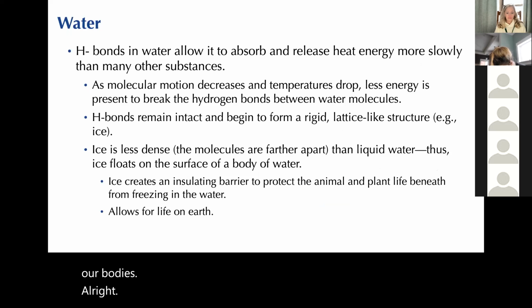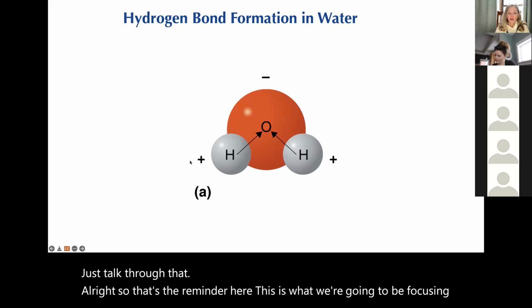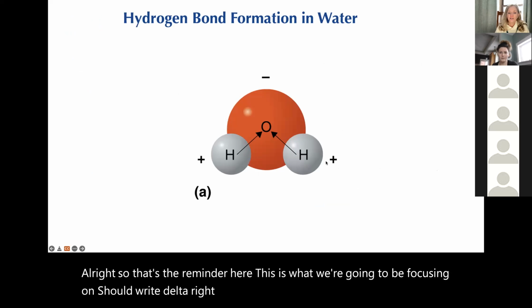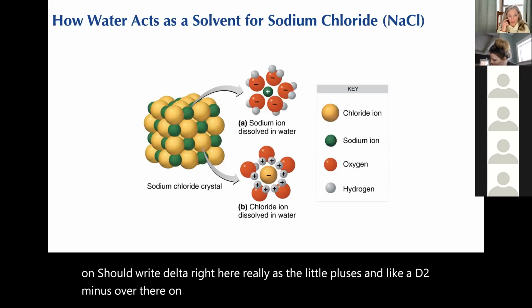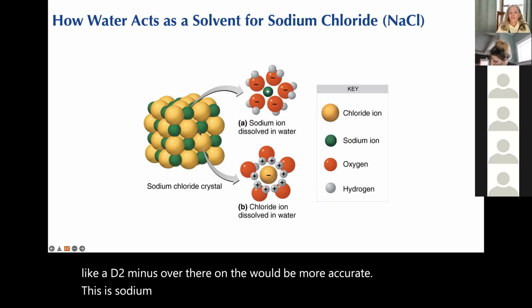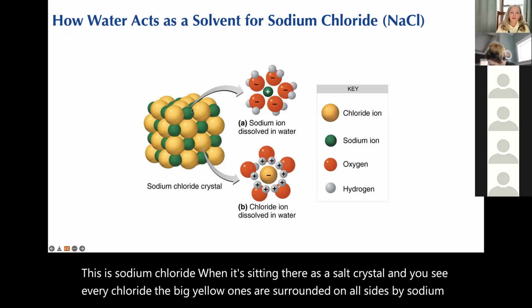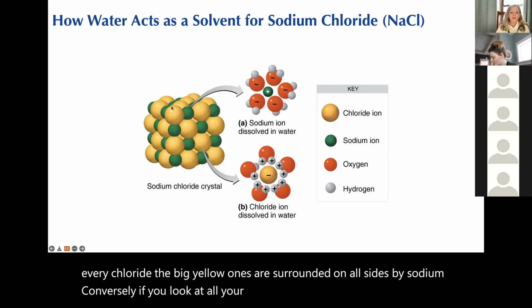just talk through that. All right, so that's the reminder here. This is what we're going to be focusing on. We should write delta right here really as the little pluses, and a delta 2 minus over there on the O would be more accurate. This is sodium chloride when it's sitting there as a salt crystal, and you see every chloride, the big yellow ones, are surrounded on all sides by sodium. Conversely, if you look at all your little green sodiums here, they're all surrounded by big giant chlorides.